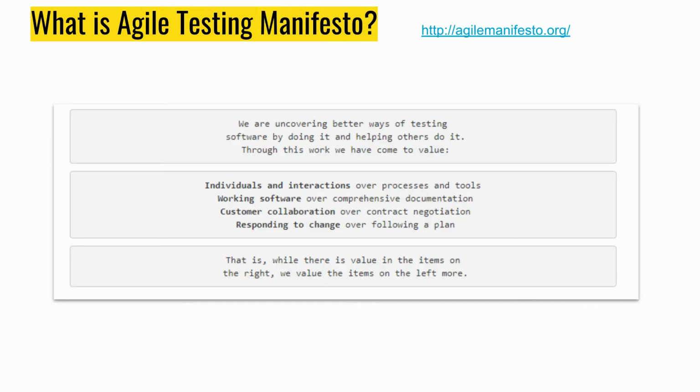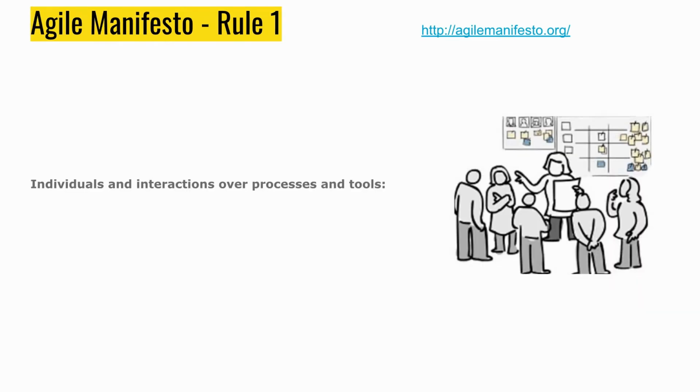What the Agile Manifesto says, as you can see in the slides, is that we are uncovering better ways of testing software by doing it and helping others do it. Through this work we have come to value individuals and interactions and more. We are going to cover these principles one by one, so let's start with the first.